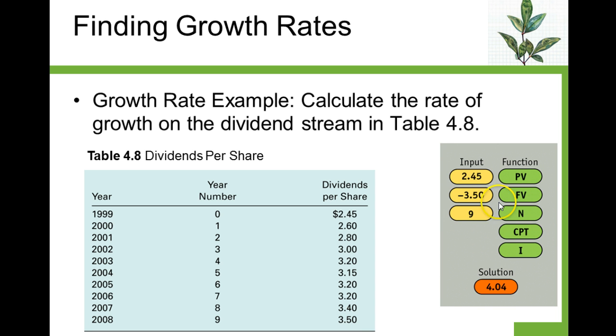Then again, taking out our calculator, we'll compute and find the growth rate. Okay, we input $2.45 as the present value. Future value would be $3.50. You have 9 years, and you compute the interest, or in this case the growth, which will be 4.04, and that would be a 4.04% growth rate for dividends. And like I said, when we tackle chapter 8, you'll need to find the growth rate for an income stock.